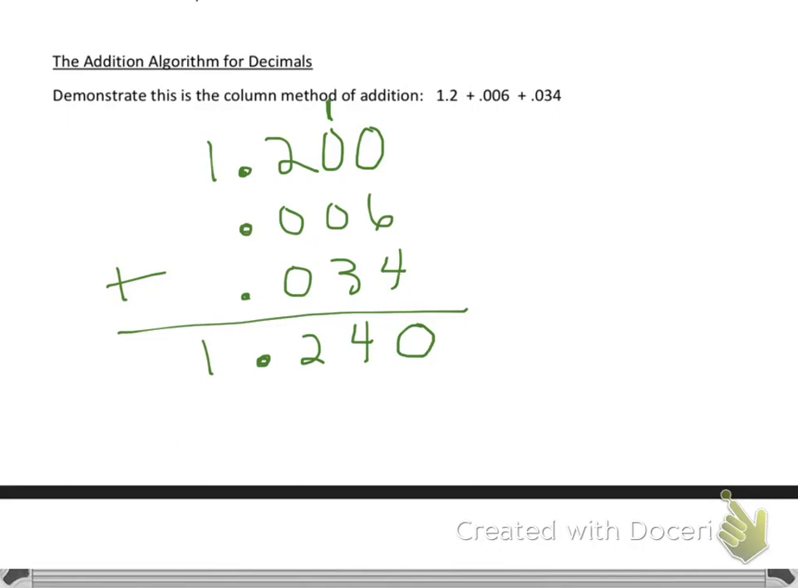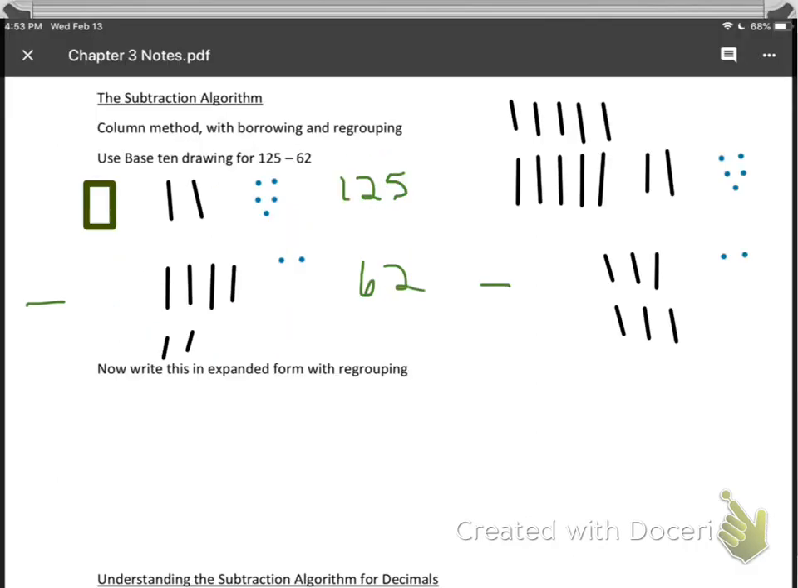Okay, we'll go on to the last page, which is the subtraction algorithm, in just a sec. Okay, I've set up the subtraction algorithm. So we could use the column method with borrowing and regrouping, and I'll do that in a second, but I was first going to do the base 10 drawing.